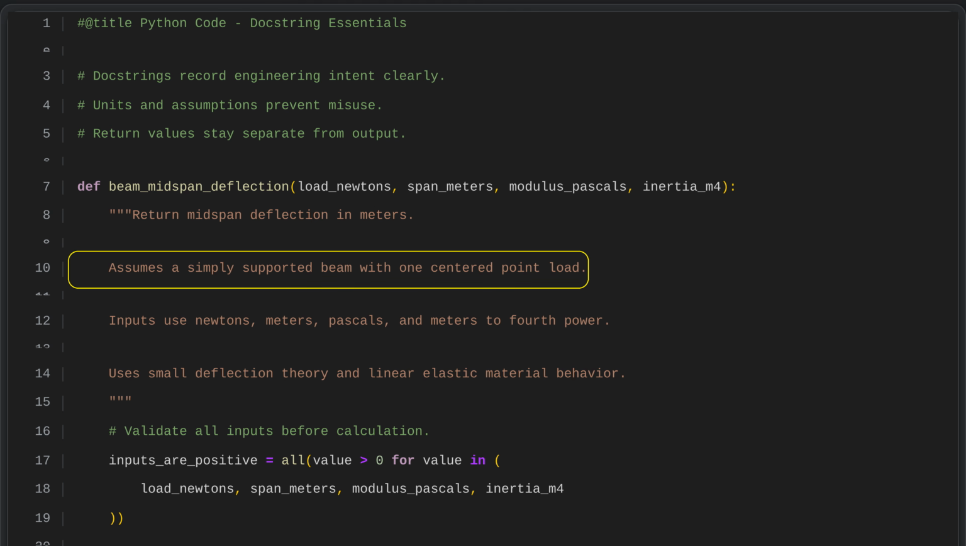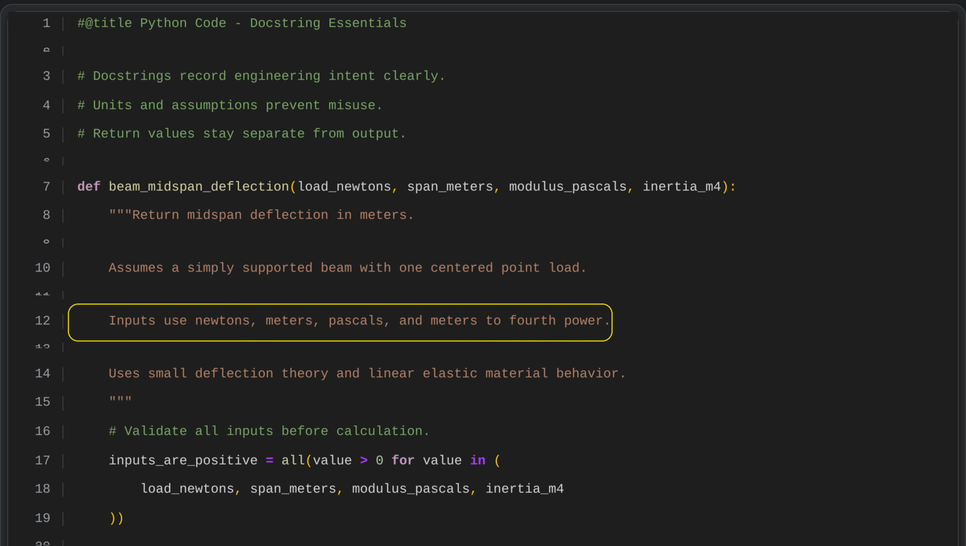The docstring states that the beam is simply supported and has one point load at its center. This defines the boundary conditions and loading case used for the deflection calculation. It also helps users understand when the function applies and what limits the model has.